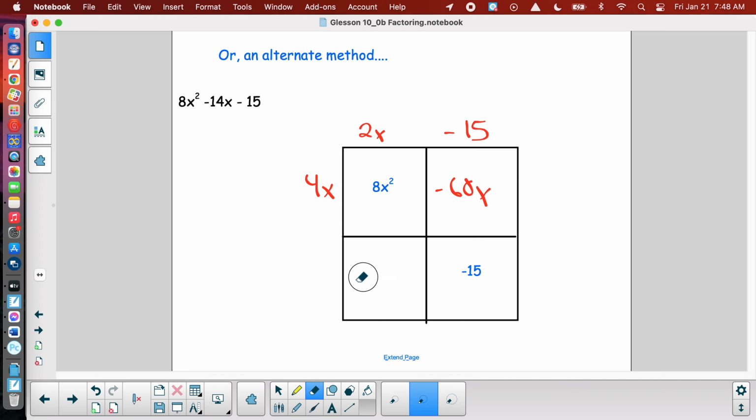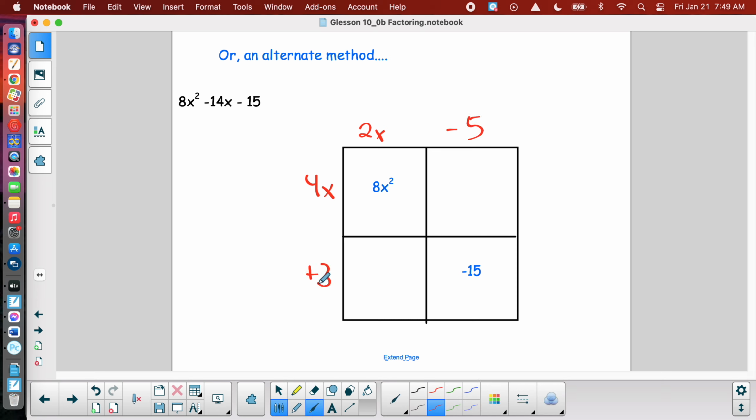This is like Zeno. Okay? So try again. What else multiplies to give me negative 15? Negative 5 and positive 3. So let's try a negative 5 here and a positive 3 here. 4x times negative 5 is negative 20x. This is a plus 6x. Hey, that adds up to negative 14x. So my factors are 2x minus 5 and 4x plus 3. I factored that polynomial.